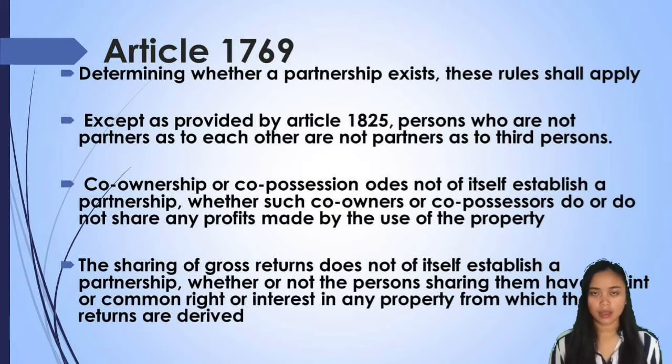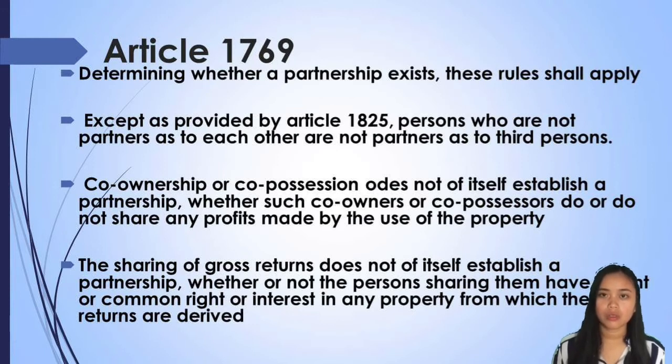Article 1769. In determining whether a partnership exists, these rules shall apply, except as provided by Article 1825: persons who are not partners as to each other are not partners as to third persons. Co-ownership or co-possession does not of itself establish a partnership, whether such co-owners or co-possessors do or do not share any profits made by the use of the property. The sharing of gross returns does not of itself establish a partnership, whether or not the persons sharing them have a joint or common right or interest in any property from which the returns are derived.